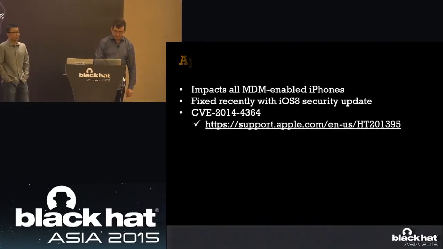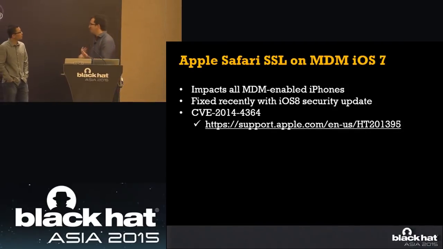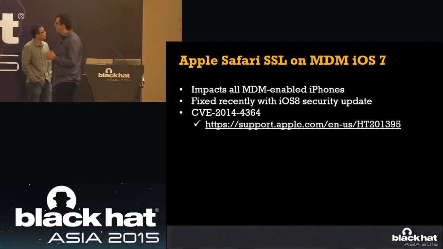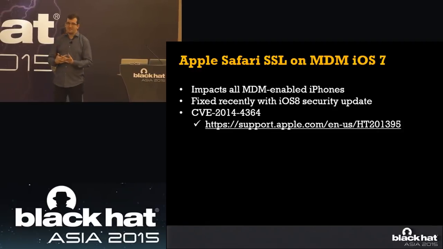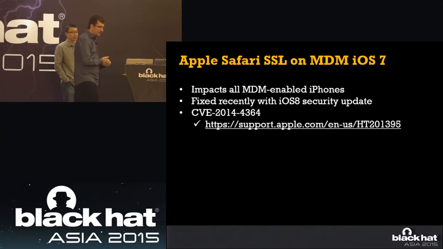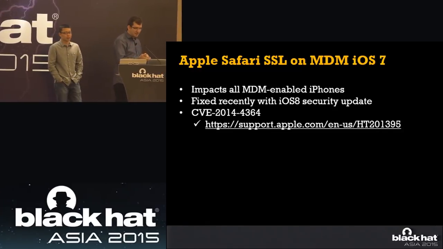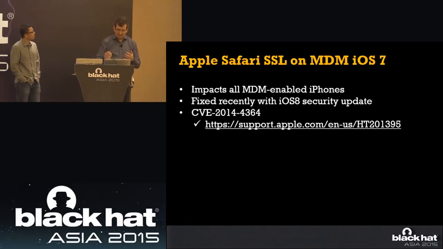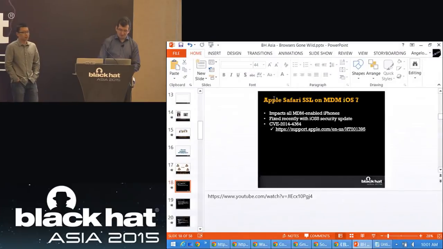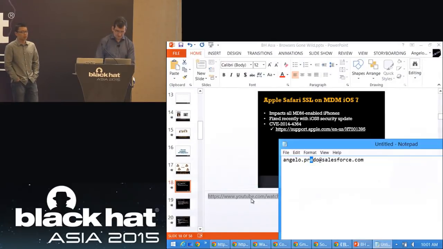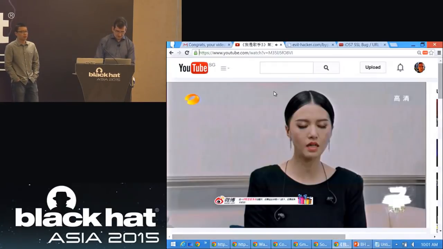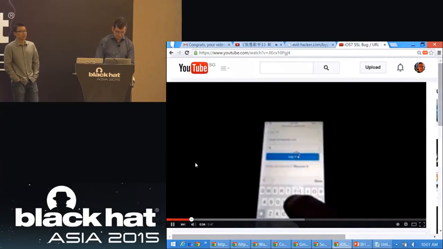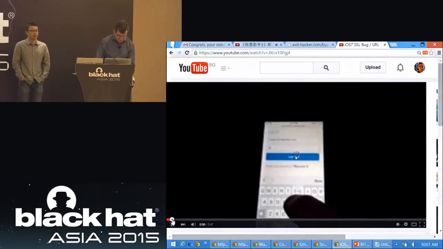All right, so let's talk about something more technical. We found an issue on iOS 7 and the first versions of iOS 8 that enables you to spoof the URL. And Apple recently fixed it. There's an advisory, and I wanted to show you a video of how that works. If the video loads, let's see. All right, kind of loading.